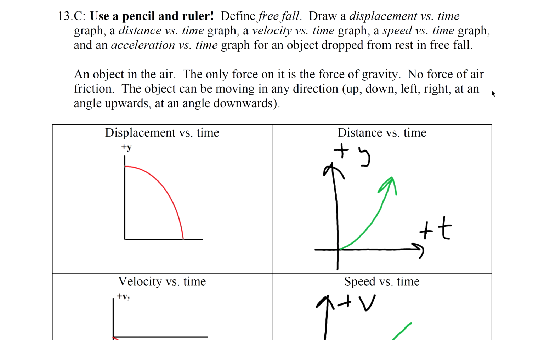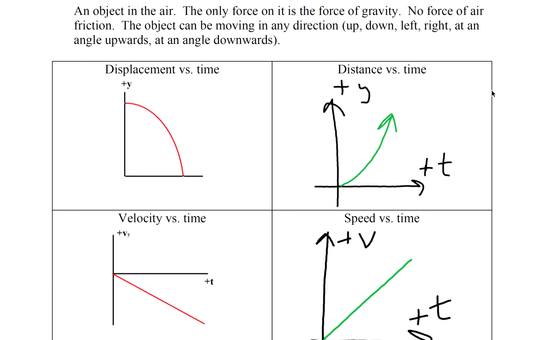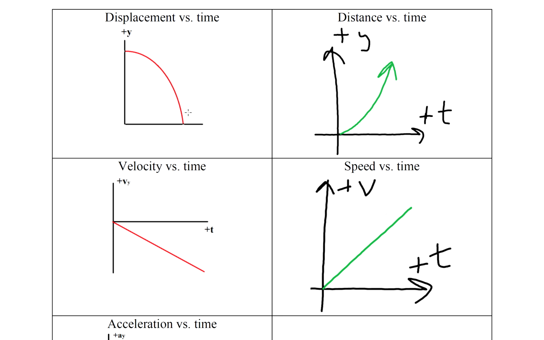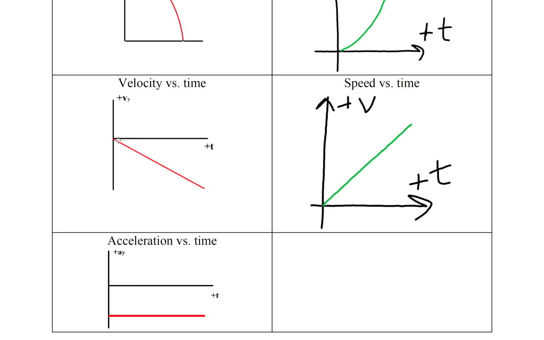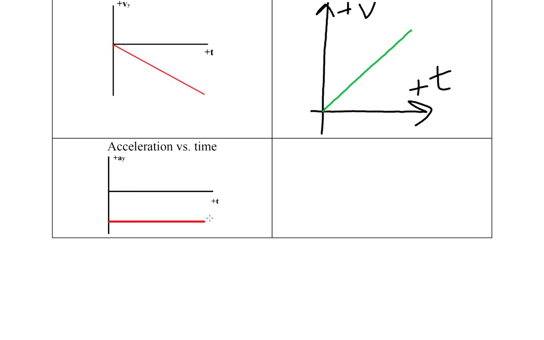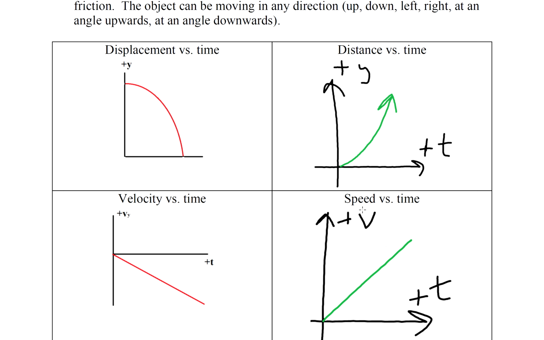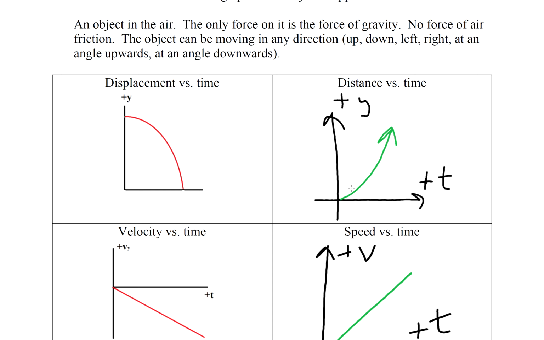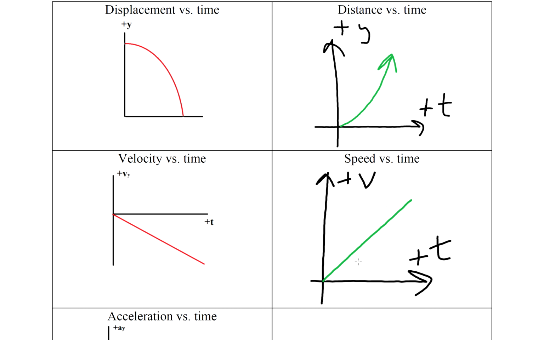So this is the meaning of free fall. An object is in the air. The only force acting on it is a force of gravity, no air friction. And the object could be moving in any direction. So displacement versus time on the y-axis looks like this. Velocity versus time looks like this when it's dropped from rest. Acceleration versus time looks like this. Distance versus time looks like this because distance is always positive. Speed versus time looks like this because speed is always positive.